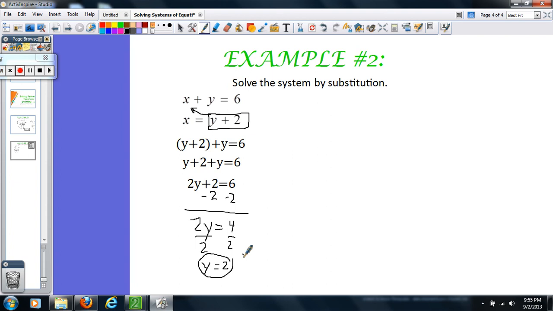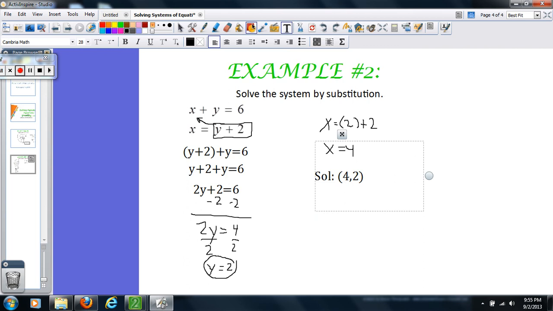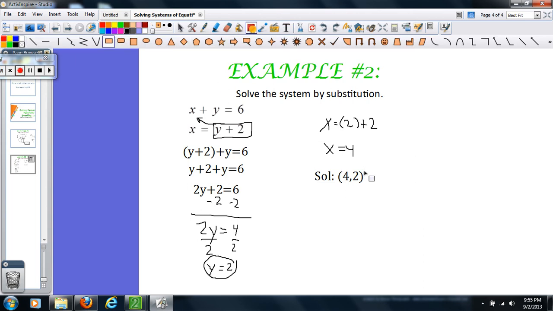And then again, just like the last problem, I'm going to take this and plug it into either one of these two equations, whichever one is easier. I think plugging it into the second equation will be the easiest. So now I'm going to say x equals y, which we just said is 2, plus 2. And I add those together and I get x equals 4, which gives me my solution now of 4 comma 2.